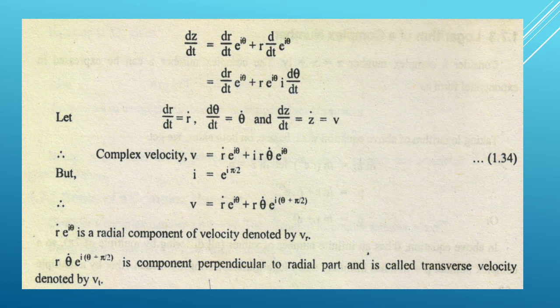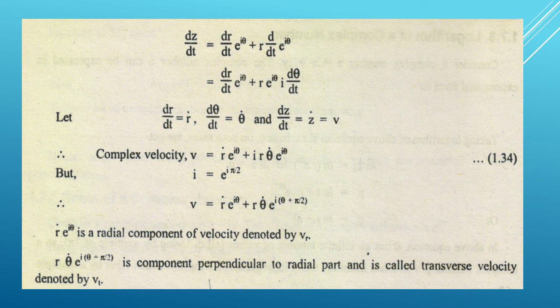Therefore, we get dz/dt equal to first the differentiation of r with respect to t, that is dr/dt, and e^(iθ) as it is, plus r as it is, times the differentiation of e^(iθ), that is e^(iθ) into the differentiation of the power, that means i dθ/dt. Now suppose that dr/dt = r dot, dθ/dt = θ dot, and dz/dt = z dot, which gives the complex velocity.